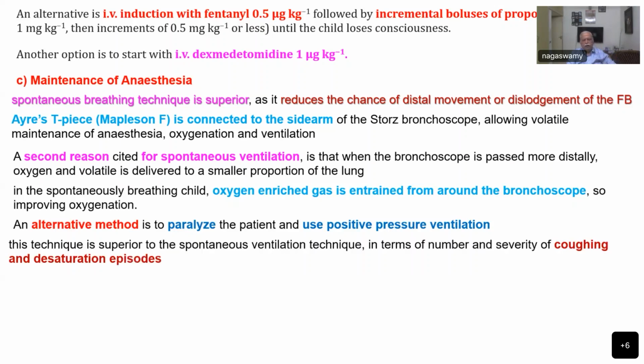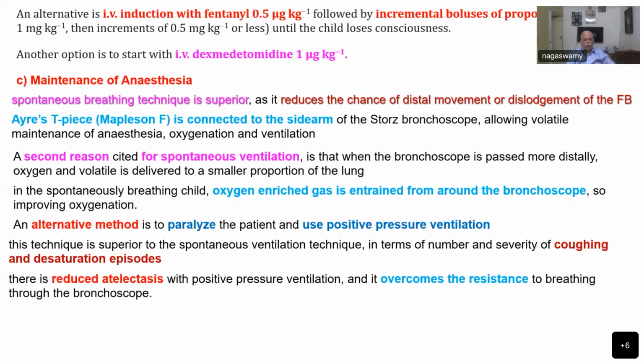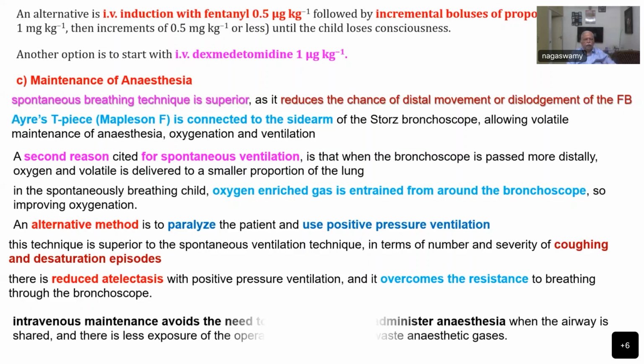This technique is superior because the coughing and desaturation episodes are comparatively much less compared to spontaneous respiration. And also it reduces the incidence of atelectasis and overcomes the resistance to breathing through the bronchoscope. So these are the pros and cons of both spontaneous and controlled ventilation.